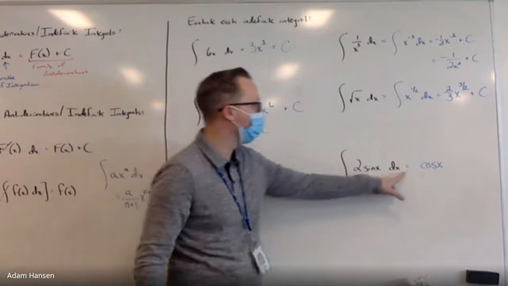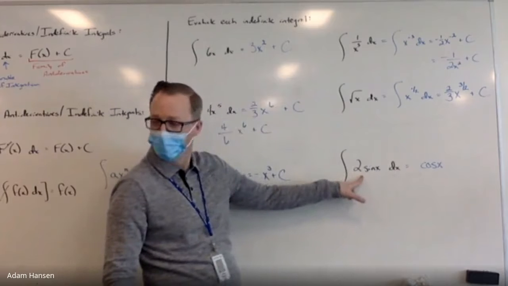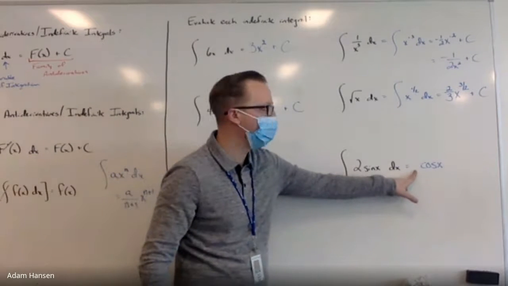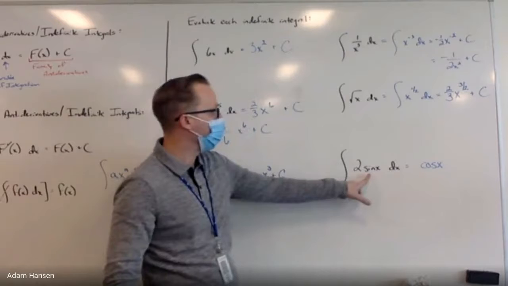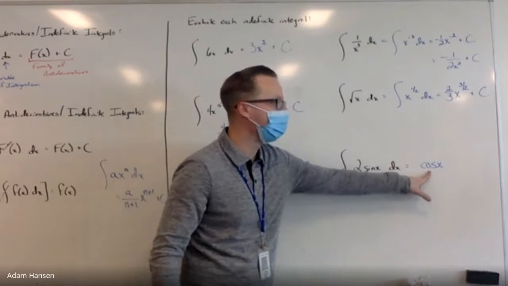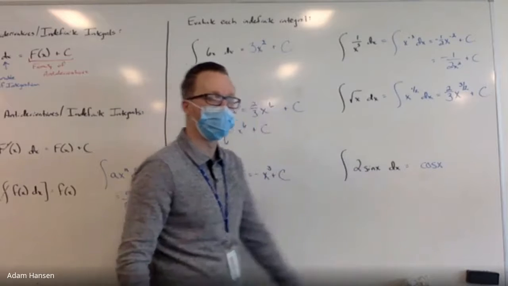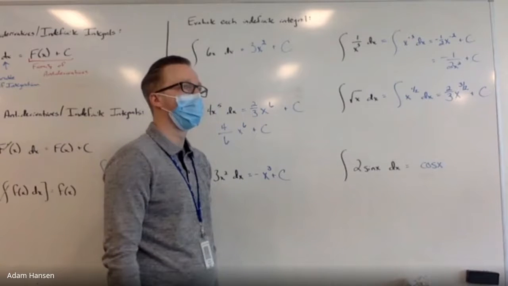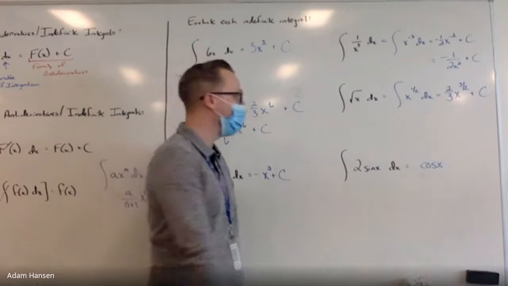So right now I don't match it, right? What constant, what coefficient out in front gets me back to 2 sine x, if right now the derivative of cosine x would be negative sine x? Negative 2.